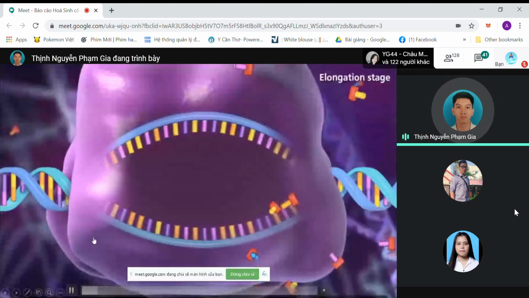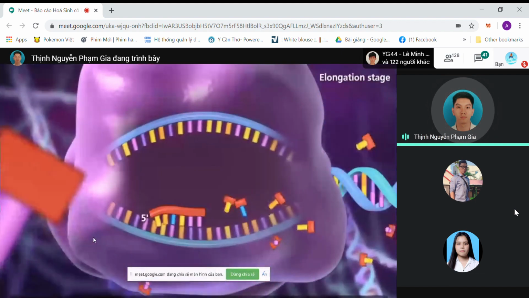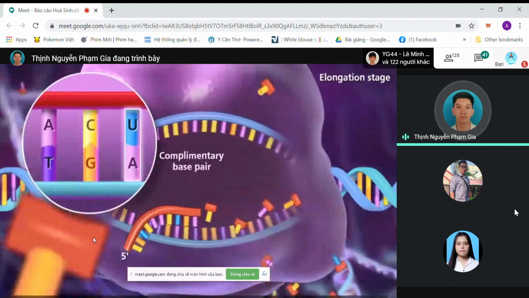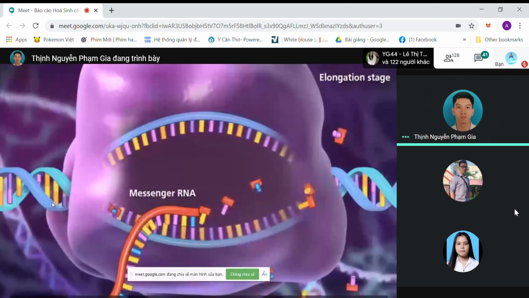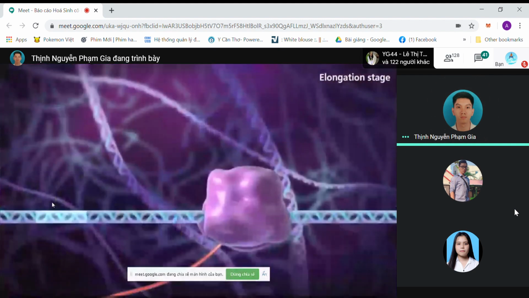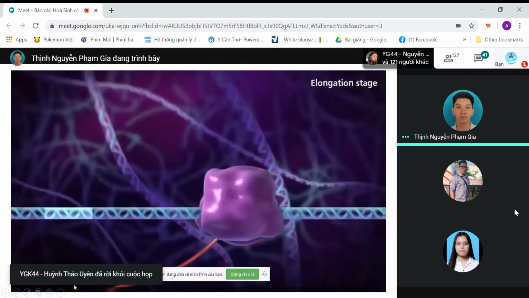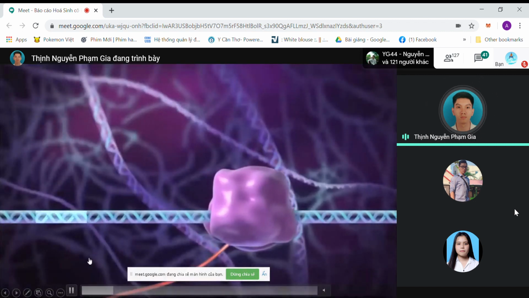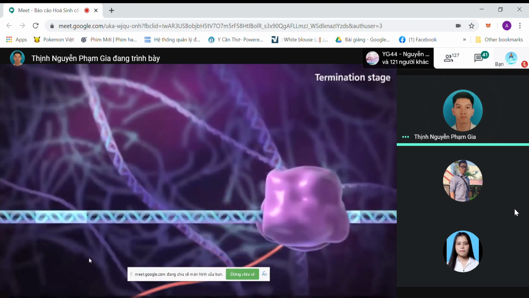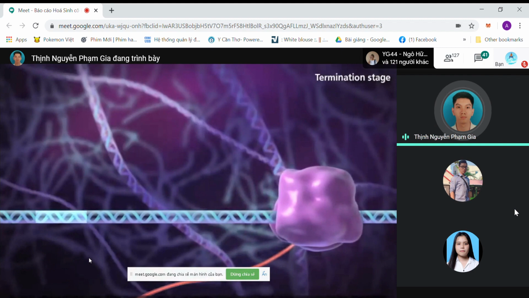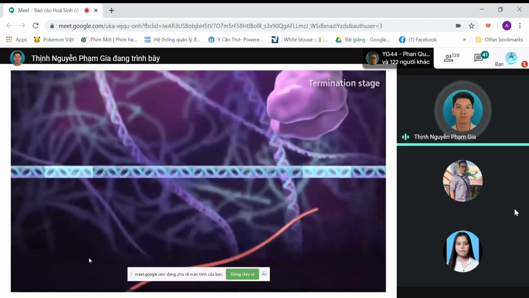In the elongation stage, RNA polymerase moves along the template DNA chain in the 3' to 5' direction, building an mRNA out of complementary base pairs. You can see messenger RNA has direction 5' to 3'. And finally, the termination. Once the RNA polymerase reaches sequences called terminators, the transcription stops. The RNA molecule and RNA polymerase are released. The region of the gene that was transcribed already can be rewritten immediately.